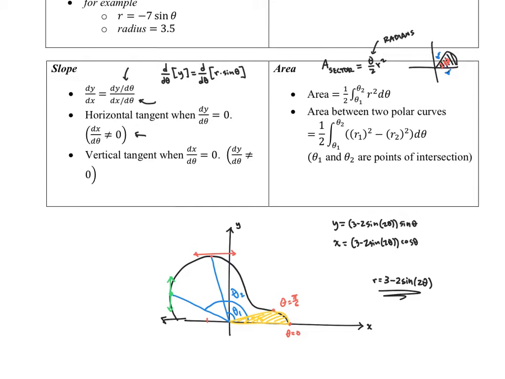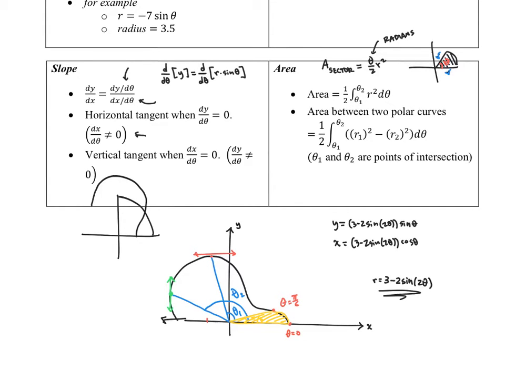Now, the area between two polar curves, for example, if I were to draw, I'm just going to sketch two polar curves. I'm going to do a circle, and I'm going to do a, I don't know, let's go like this. Some weird polar, right?